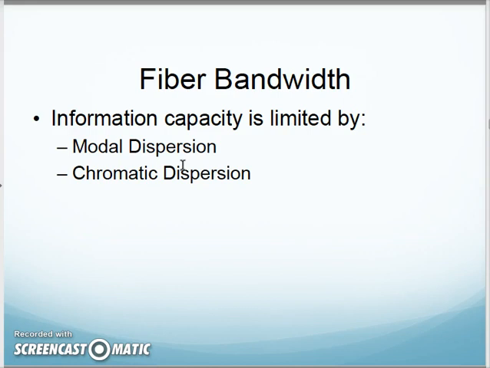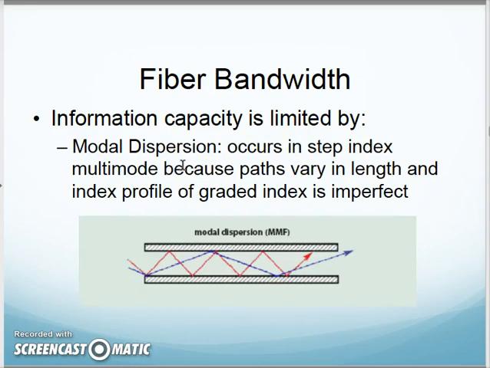The bandwidth of fiber is limited by two other factors, modal dispersion and chromatic dispersion. Modal dispersion occurs mainly in step index multi-mode fiber, because as I look at these two modes of light, the red one and the blue one, the angles that they enter the fiber here, this red one is going to bounce back and forth a lot more and travel a greater distance, so therefore is going to get there after the blue one.